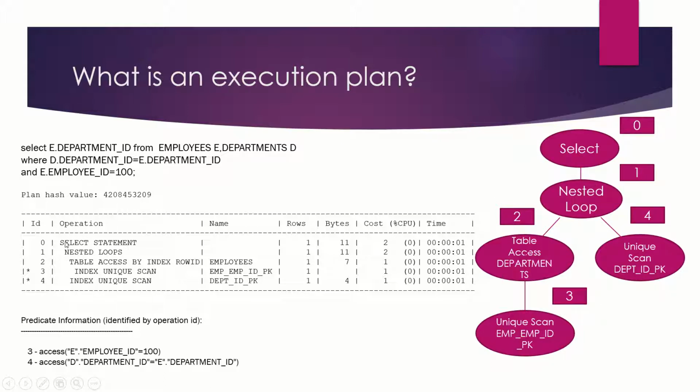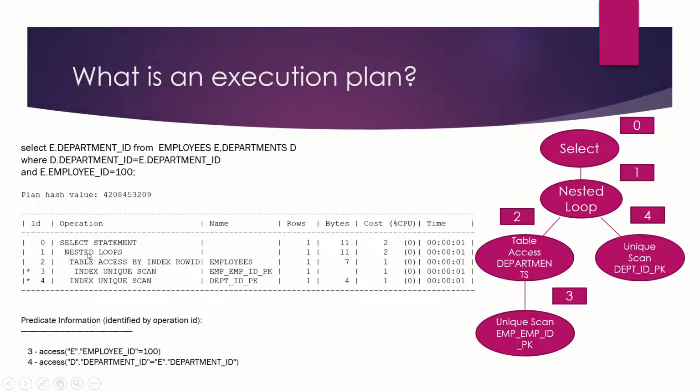Now the select statement is the first operation, so I'll make it the parent. Okay, so the zeroth operation is the first parent operation, that is the select. Now the select operation 0 has one child operation because it is indented towards the right. That means the nested loop, operation number 1, is a child of operation number 0. So I will write 1 under 0, which is your nested loop operation.